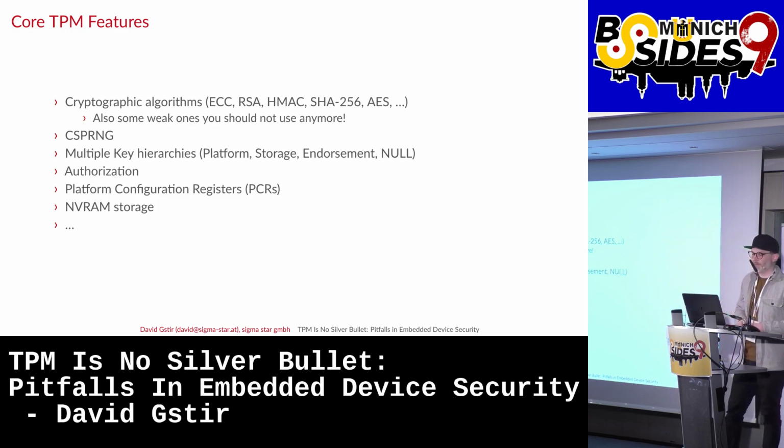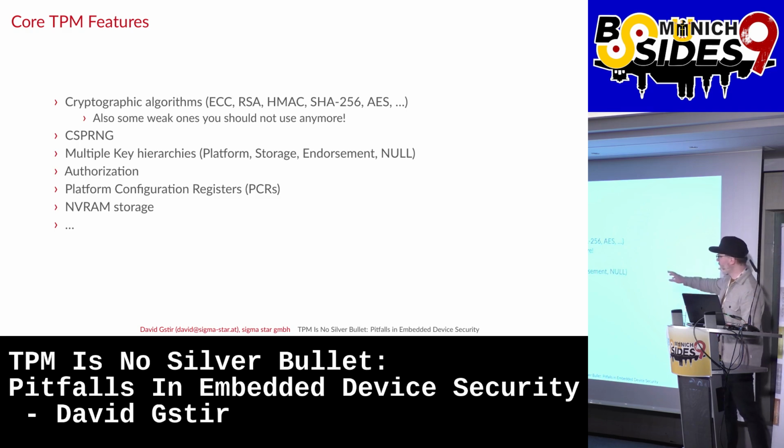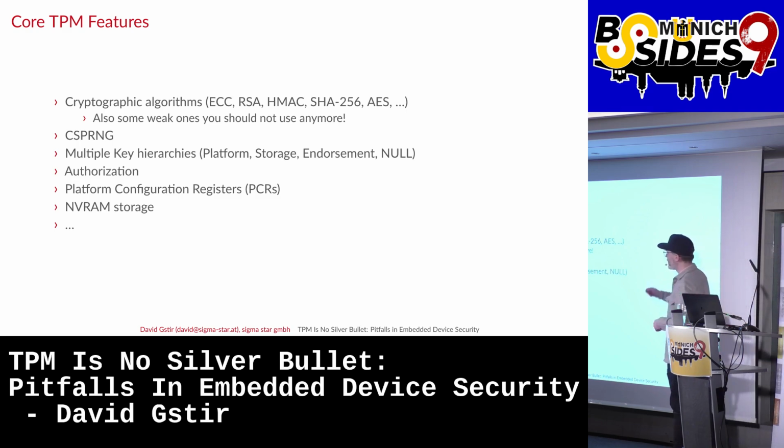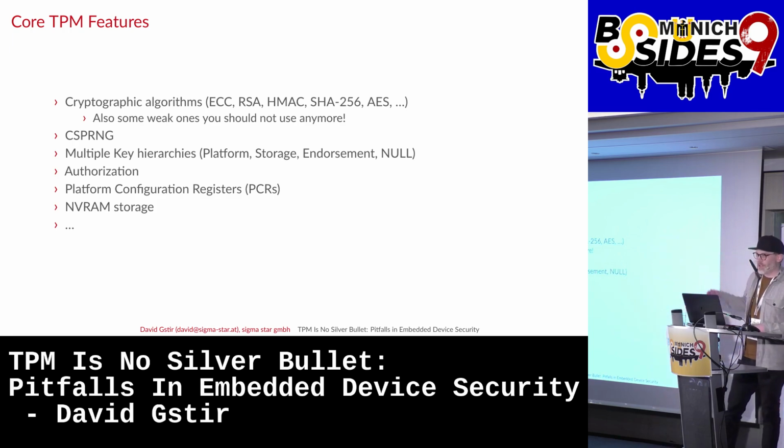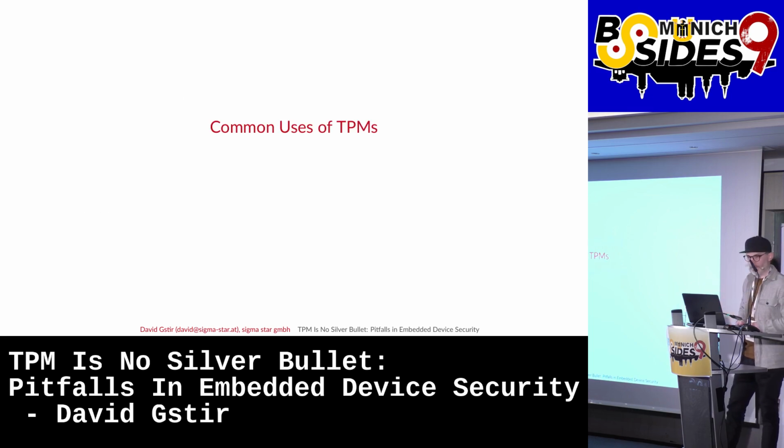Key hierarchies, and you also have authorization. We will get to that, platform configuration registers, PCRs. You also have a bit of persistent storage in there and a bunch of other things. But these are the main ones which are usually used.